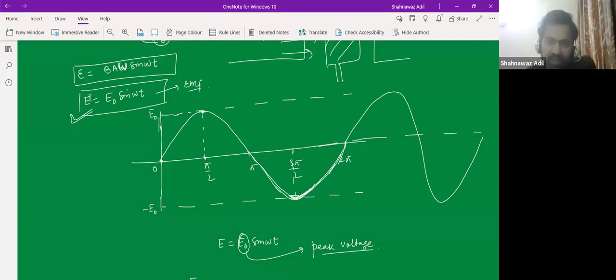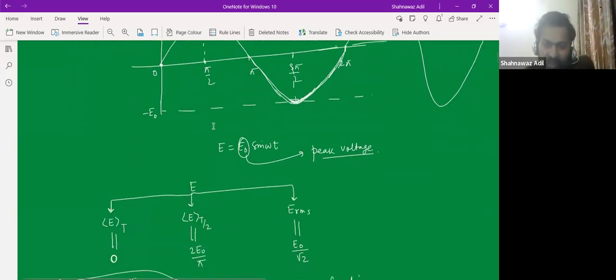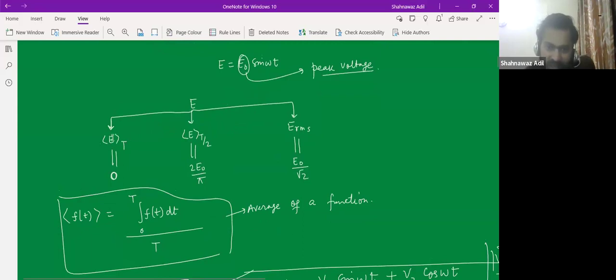One is this peak voltage. From this graph, you can see that this is the peak value, right? So this E naught is called the peak voltage. The second thing is the average EMF over a full cycle, which is 0. And then you have this RMS value. Average EMF in a full cycle is 0. Average EMF in a half cycle is 2 E naught by pi, and RMS is E naught by root 2.